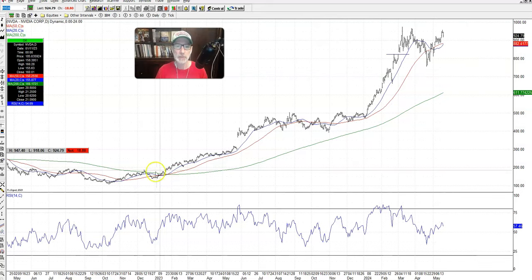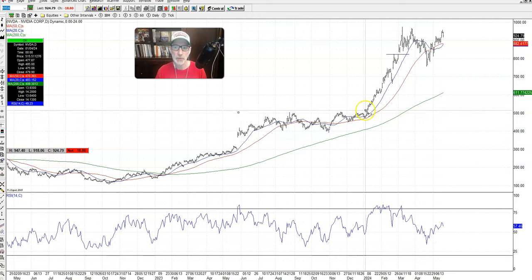NVIDIA has just been a monster, just been going up, up, up, up, up. But we've had this kind of sideways action here for the last 2 months or so. And everyone's waiting for earnings. So there's not going to be a lot of activity with NVIDIA this week until after earnings on Wednesday, May 22nd. So they'll probably get some more sideways action here. But it's just been a good stock to be long.